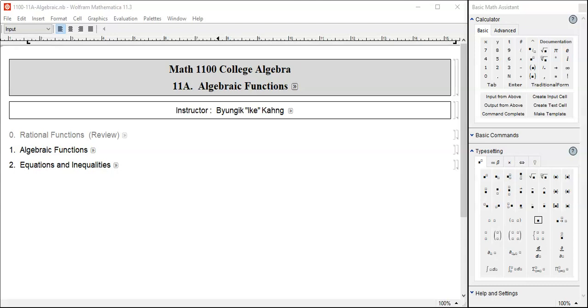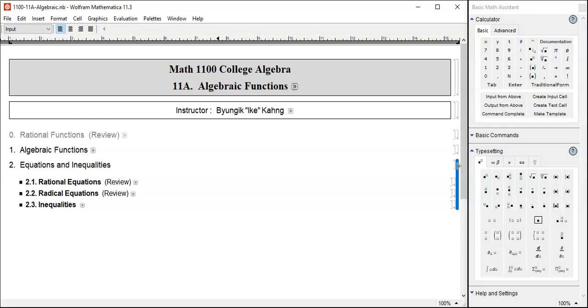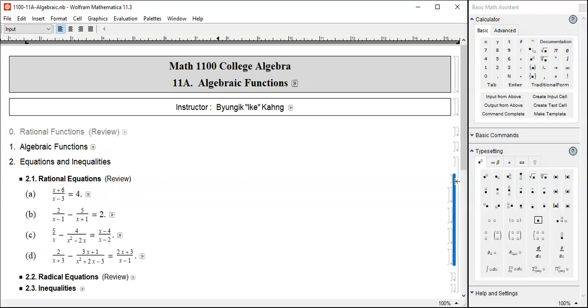Hello students, welcome back. As I said before, the purpose of lesson 11a is review and summary. Section 2 is mostly review. Rational equations, we went through all these already in chapter 2.